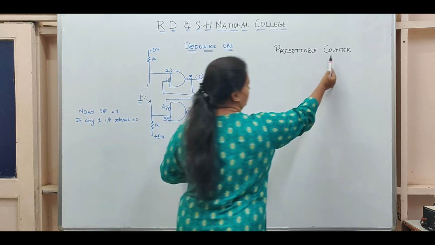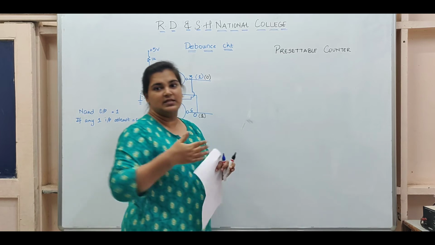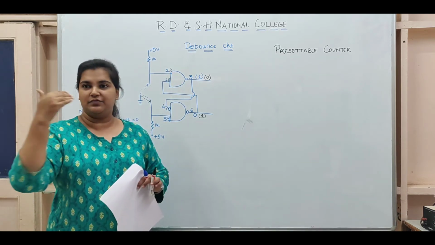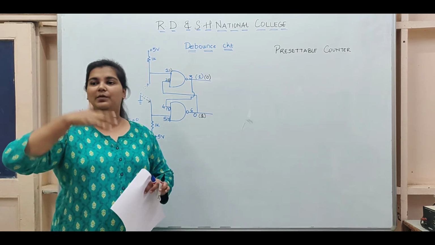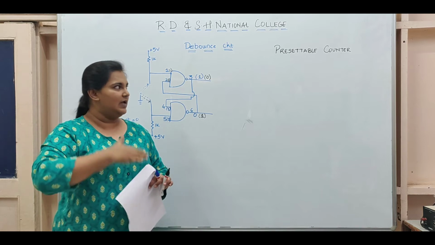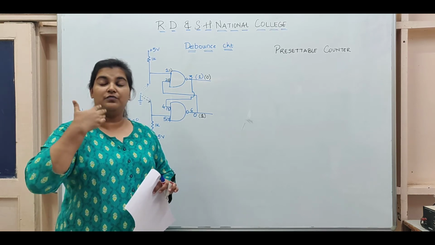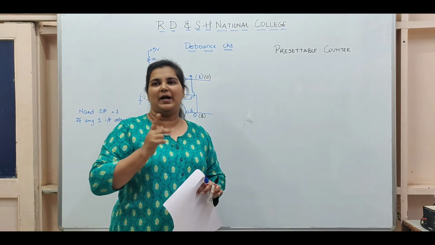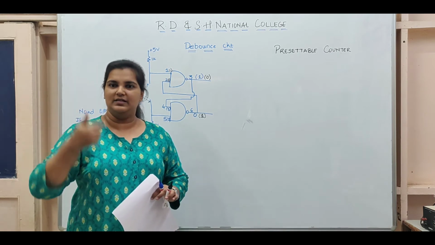A counter is anything which counts, but presettable means something which is already set. Preset is something which is already defined. So in a presettable counter, we can give the maximum value till where we want to count, or you can also give the value from where you want to start the count. Our counters are bidirectional. They can count in the upward direction as well as in the downward direction.